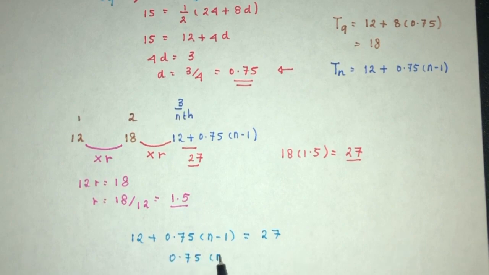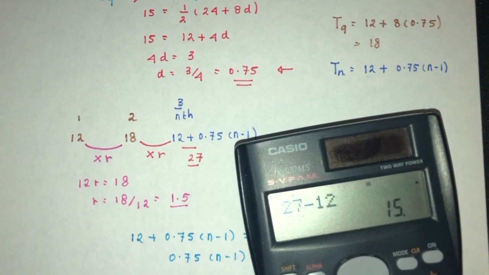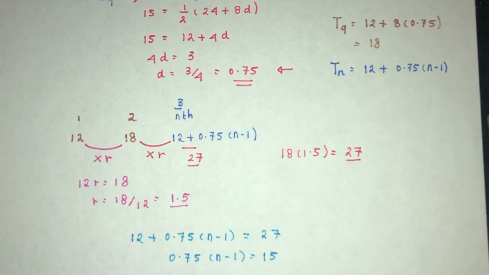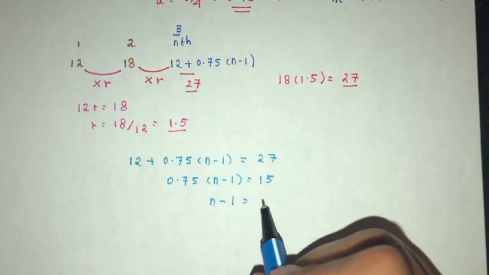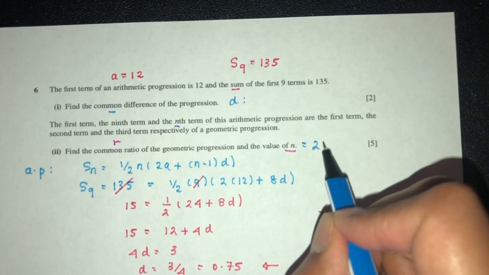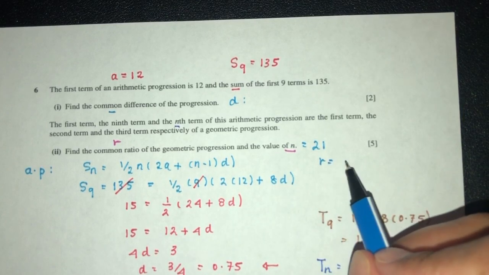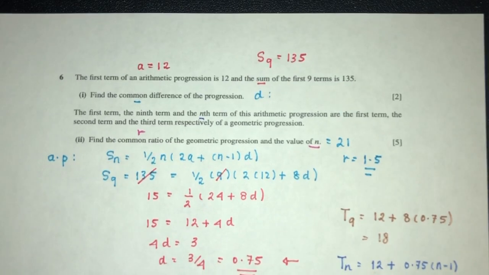0.75 will be n minus 1 is what? That should be 15. N minus 1 is what? 15 divided by 0.75, that should be 20. So finally, n will be 21. Okay, this is 21, and common ratio is found to be 1.5. And that is your answer for part 2 of your question.